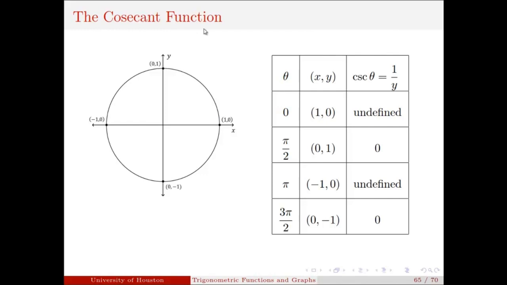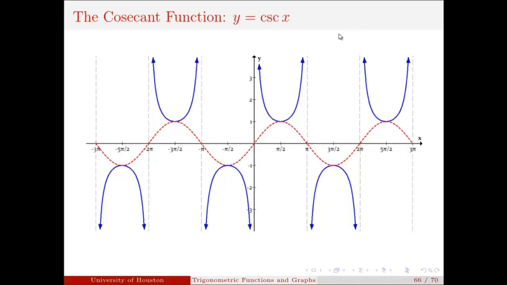Continuing with the cosecant function, we see that cosecant of theta is also undefined when the y-coordinate is 0. This means that the graph of cosecant of theta will also have asymptotes at the multiples of pi. Here it's useful to note that cosecant of x is 1 over sine of x. So let's sketch the graph of sine of x as a point of reference.